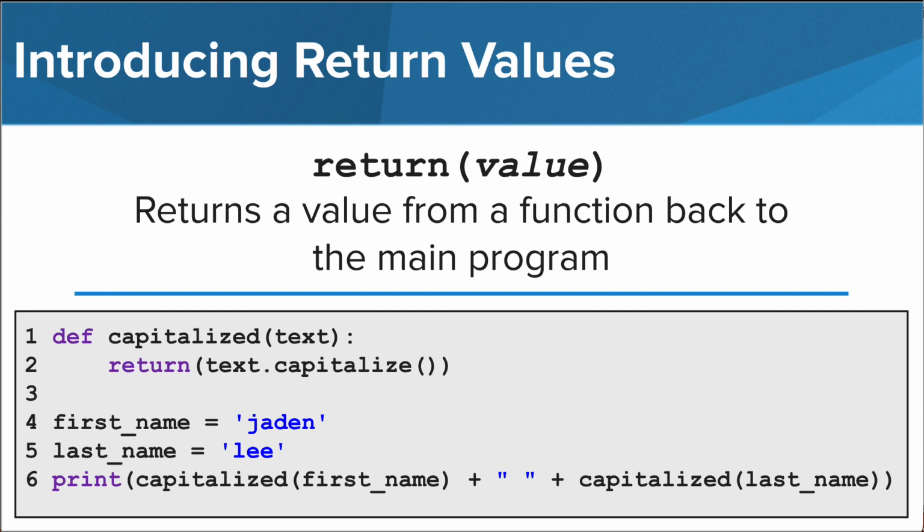Now, return values don't have to be integers. In this case, we can call the capitalize function on a string, and it will return to us the string once it has been run through the capitalize method. We can then print back the full name with first and last both capitalized.